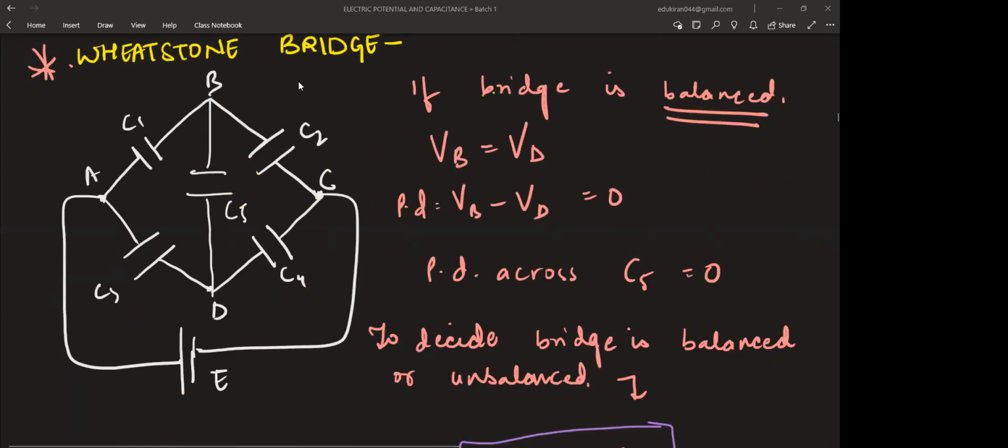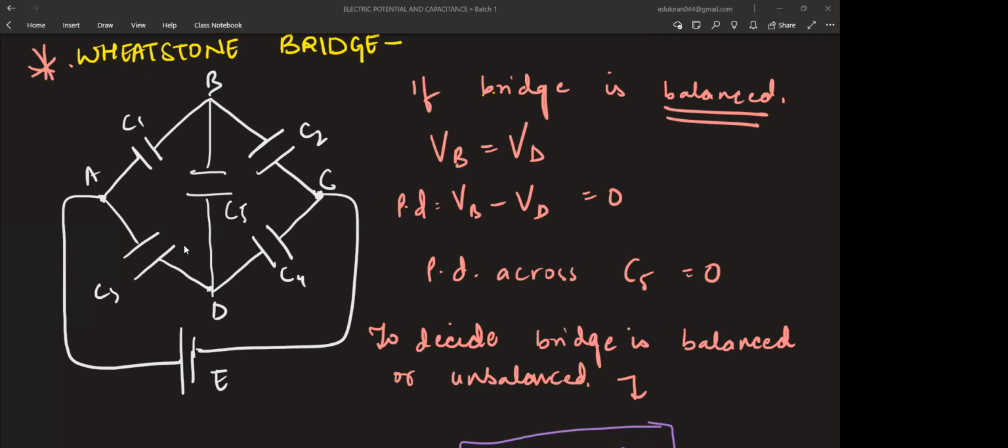Now, class, the Wheatstone bridge we'll also be discussing in current electricity. It's a part of that chapter. But just in case you get a circuit where you see capacitors arranged in this manner, this arrangement is called the Wheatstone bridge. Four capacitors or four resistors are connected, and one capacitor is connected between the diagonal.